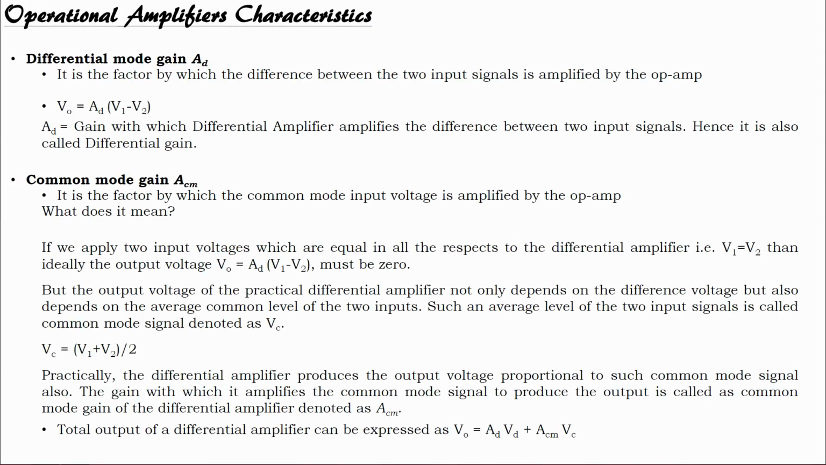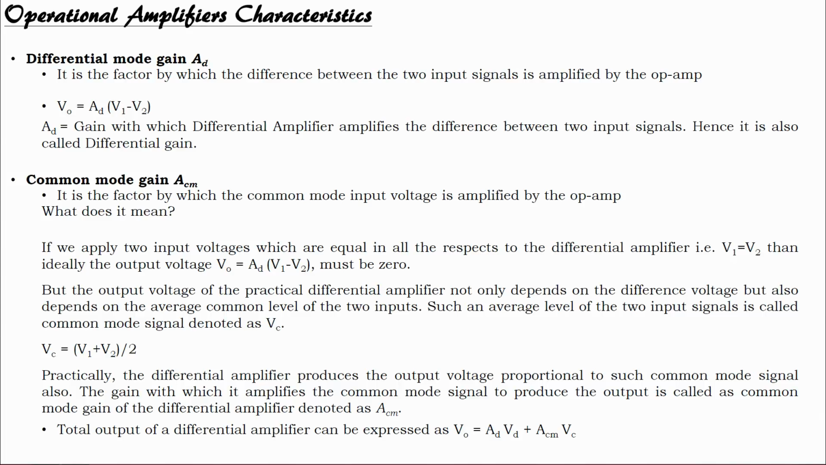Then we have seen differential mode gain. Differential mode gain is given by VO, the output voltage, equals differential gain times the difference of input voltages, V1 minus V2. AD is the gain with which the differential amplifier amplifies the difference between two input signals. Hence, it is also called differential gain. Common mode gain: what does common mode gain mean? It is a factor by which the common mode input voltage is amplified by the operational amplifier.